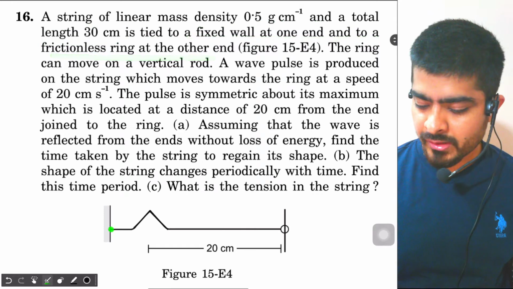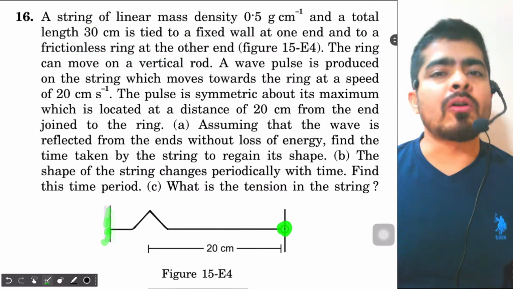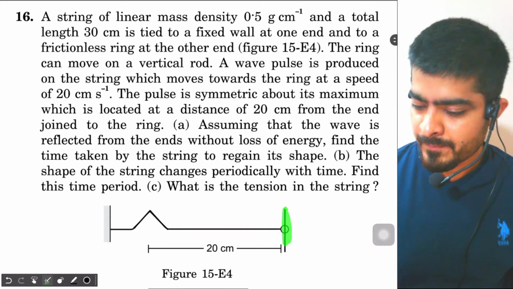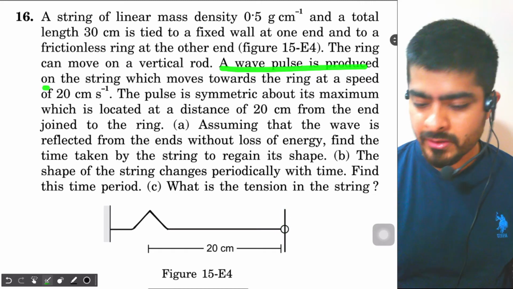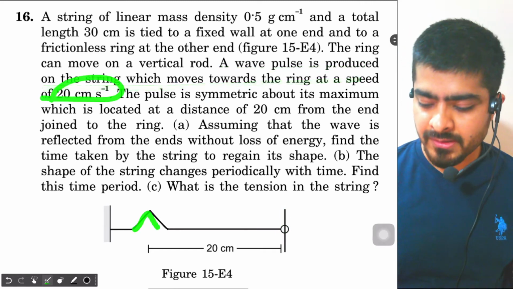So this is your string. Here the string is fixed to a wall and here it is tied on a ring. This ring can slide vertically freely on this rod. A wave pulse is produced on the string which moves towards the ring at a speed of 20 centimeter per second. This is your wave pulse.